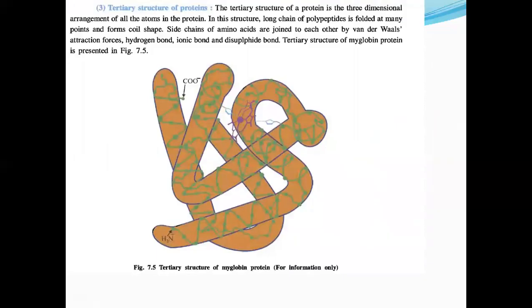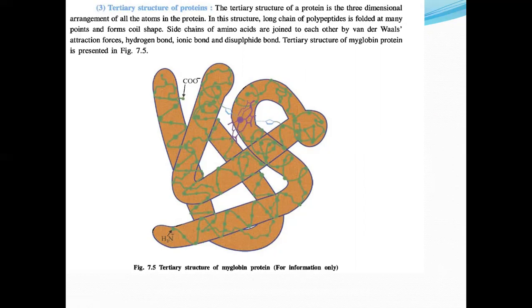The next one is the tertiary structure of a protein. This structure is somewhat like a long chain of polypeptide links. Now peptide means what? CONH bond link. Poly means what? A number of peptide links. So the polypeptide chain is folded at many points like a coil shape. According to van der Waals forces of attraction, the hydrogen bond, ionic bond, and disulfide bond exist over here and can form a tertiary structure of a protein, for which we can give the example of the myoglobin protein. This is just for information.